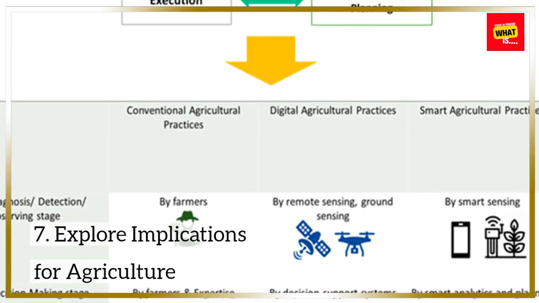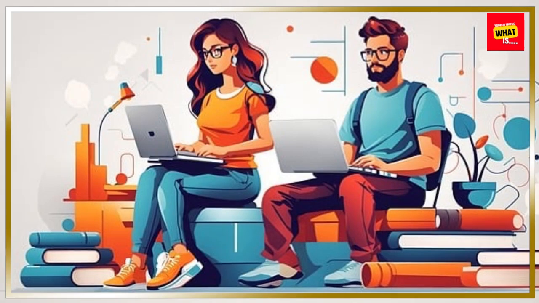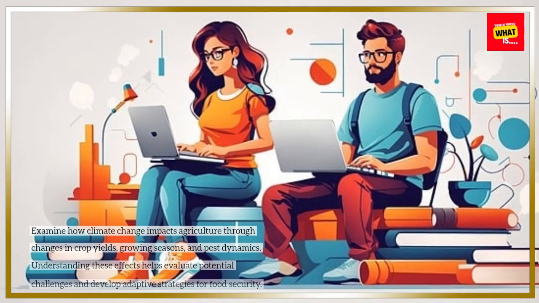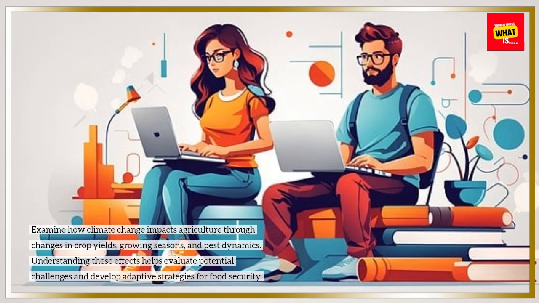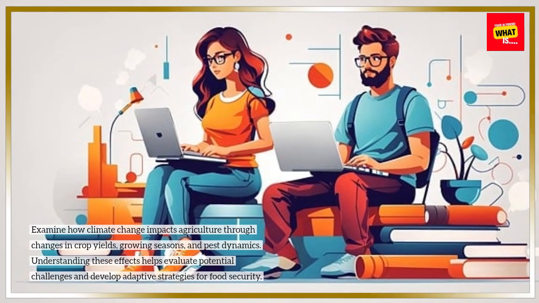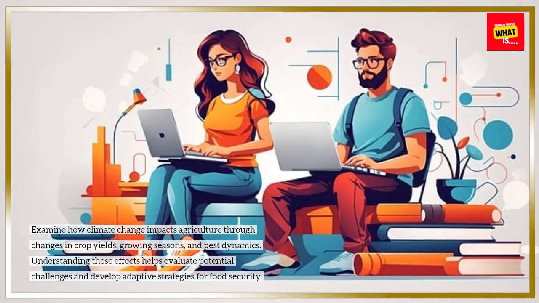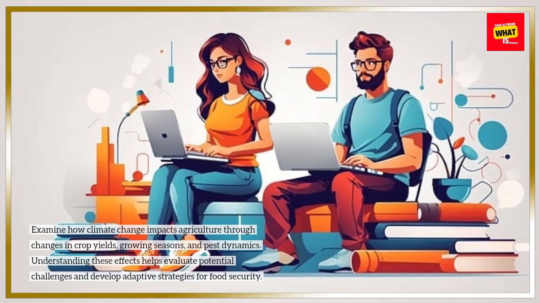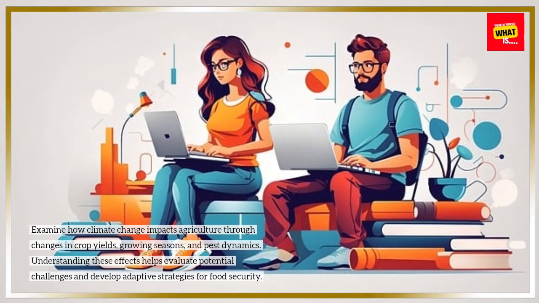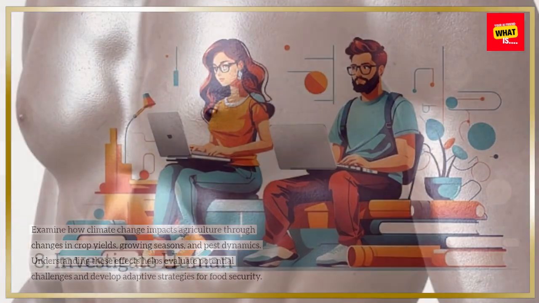7. Explore implications for agriculture. Examine how climate change impacts agriculture through changes in crop yields, growing seasons, and pest dynamics. Understanding these effects helps evaluate potential challenges and develop adaptive strategies for food security.